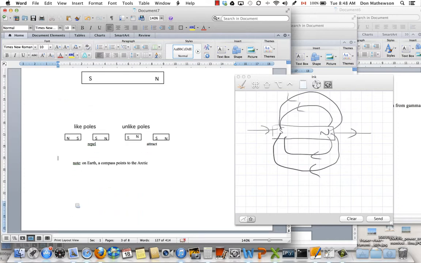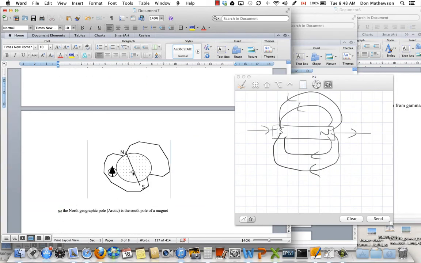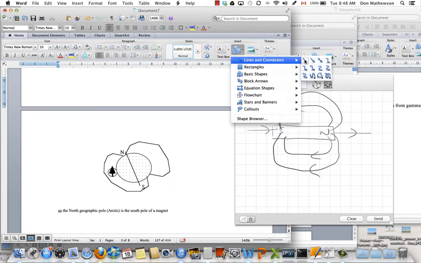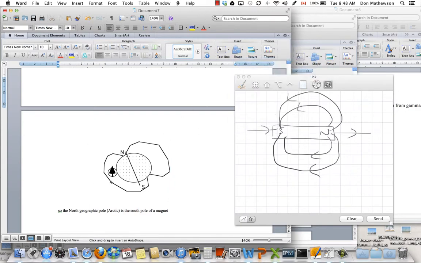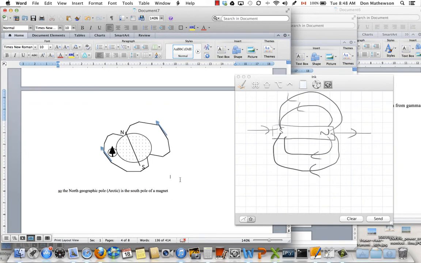Now, on the Earth, we know that a compass needle points to the Arctic, and we know that a compass lines up with the magnetic field, so we know the magnetic field's actually going in this direction. So this is the direction of the magnetic field here. It must be going to the North Pole. But we know that magnetic field lines point towards the South Magnetic Pole. So the North Geographic Pole up here must actually be a magnetic south.